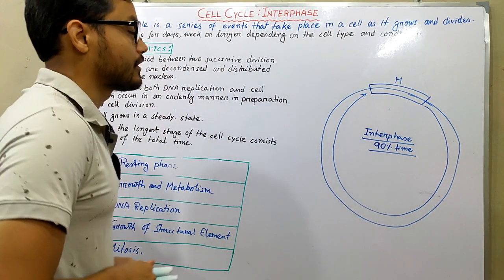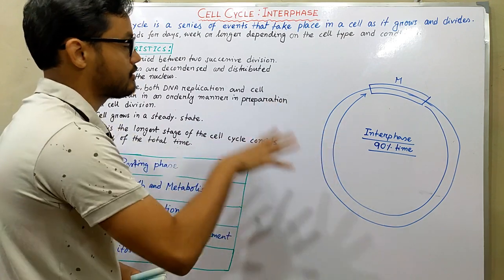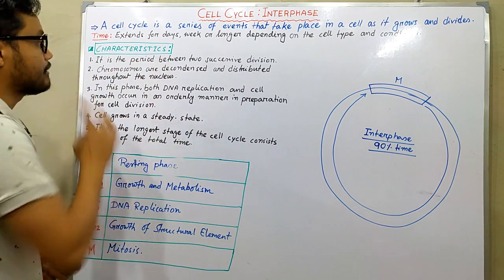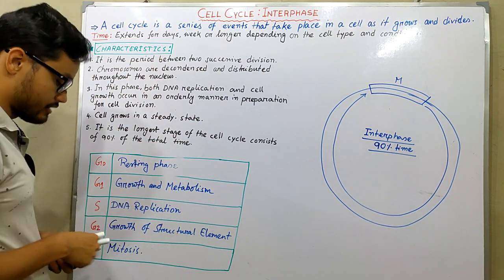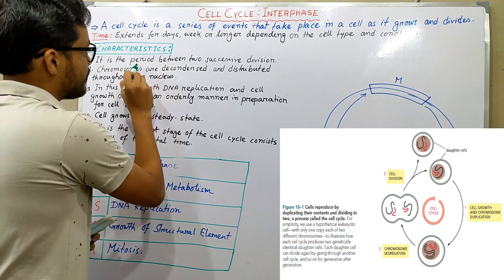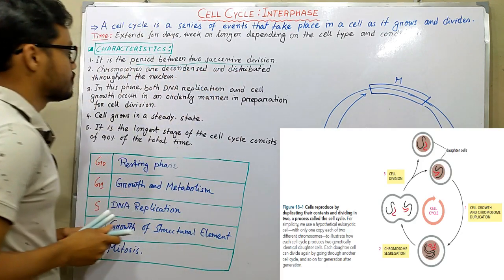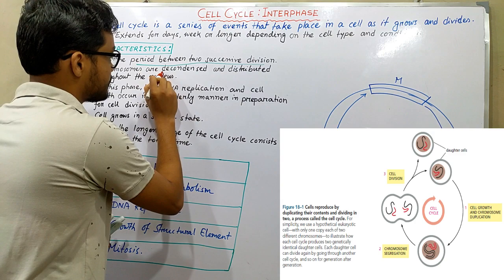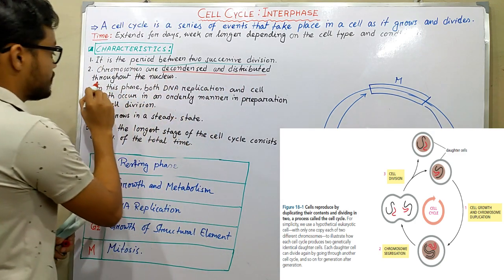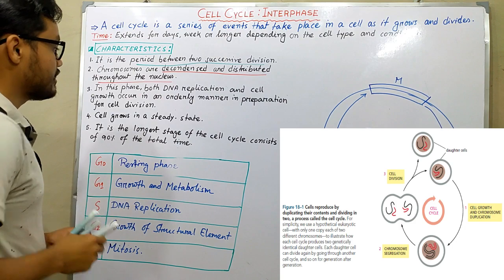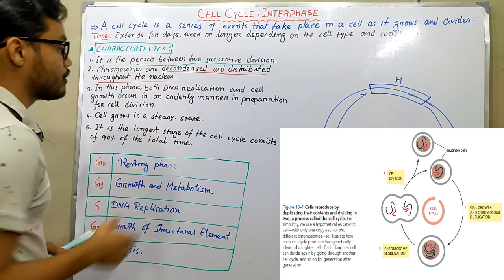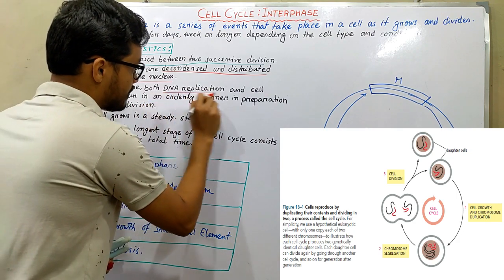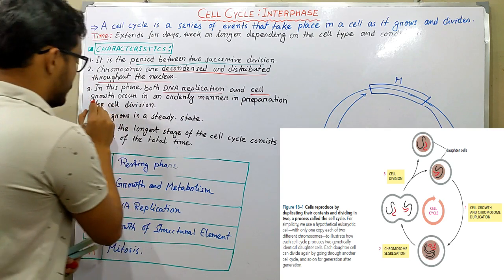Before I jump into the interphase, let's take a look at some characteristic features of the interphase. It is the period between two successive cell divisions. Chromosomes are decondensed and distributed throughout the nucleus. In this phase both DNA replication and cell growth occur in an orderly manner in preparation for cell division. So the major things are DNA replication and cell growth.